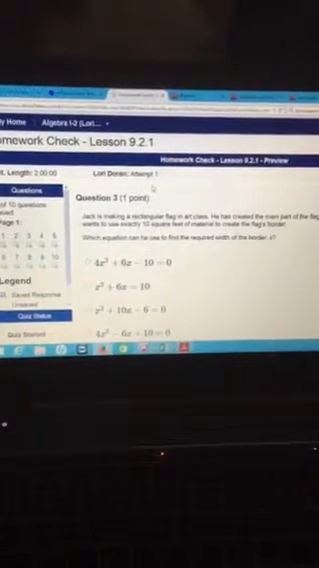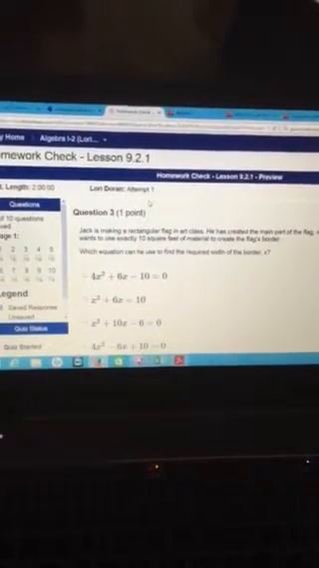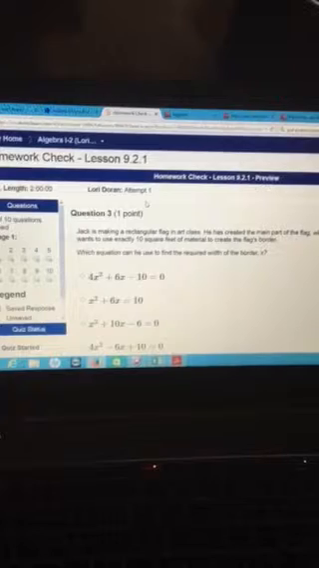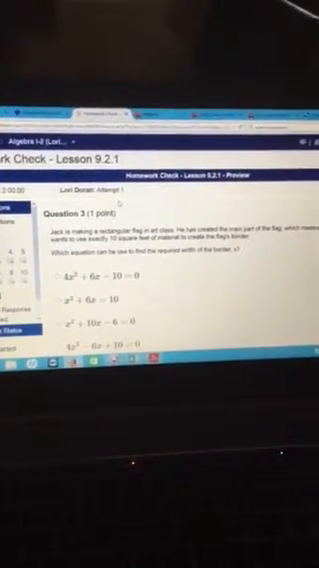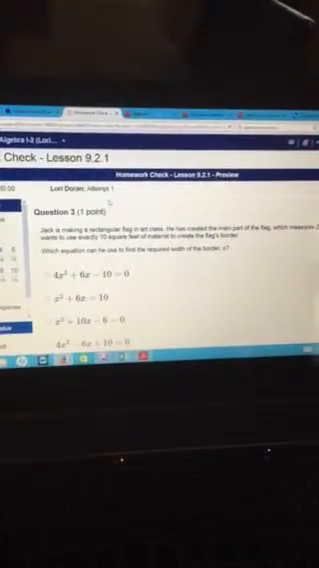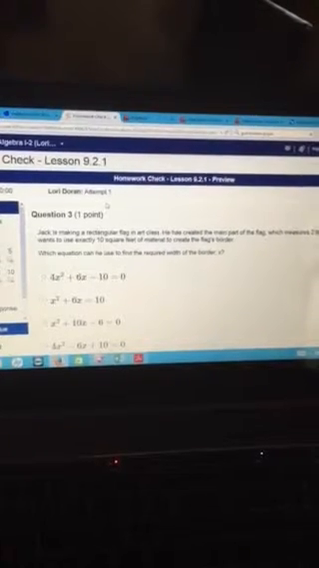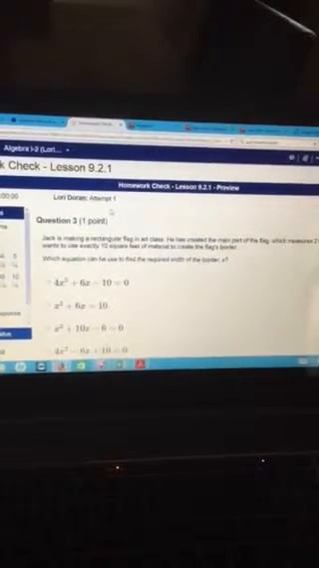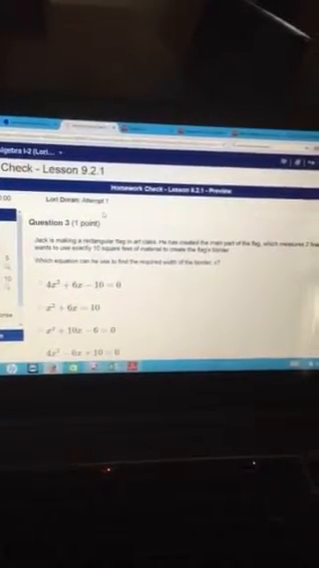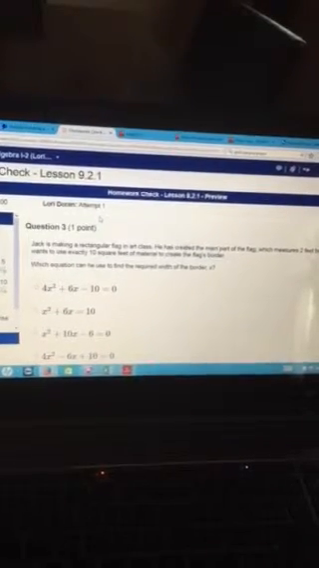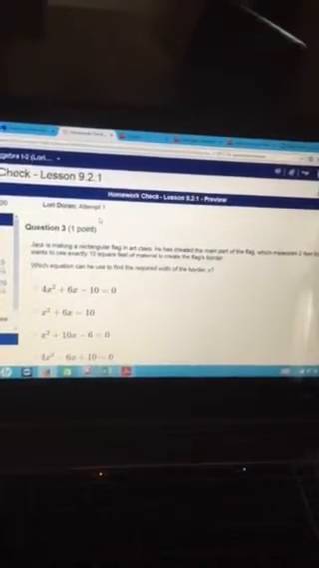Okay, now let's take a look at question number 3. Question number 3 is looking at making a flag. It's the same idea. It has a border around it. It's going to be just like our blanket problem. So I'm not going to go through question 3, because you set it up the exact same way we just did question number 1. Make a drawing, work out the length and the width, set it as an equation, and then solve that using one of the ways of solving a quadratic equation.